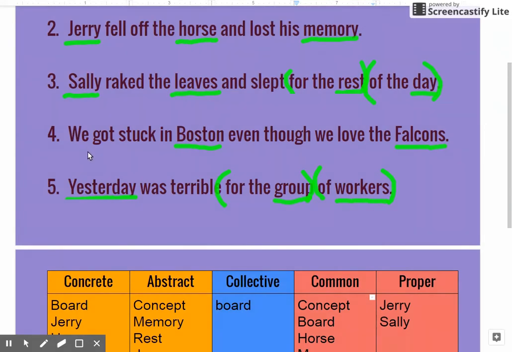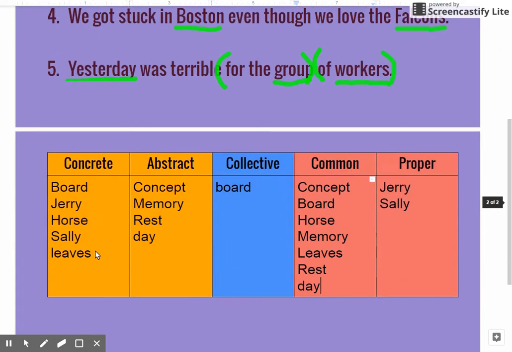All right, sentence number 4, we got stuck in Boston. Well, if you got stuck there, it's definitely something that you can perceive with your senses. It's a place. You could be there. So it's concrete, not abstract. It's not collective. Now, Boston is a particular place, which makes it a proper noun.